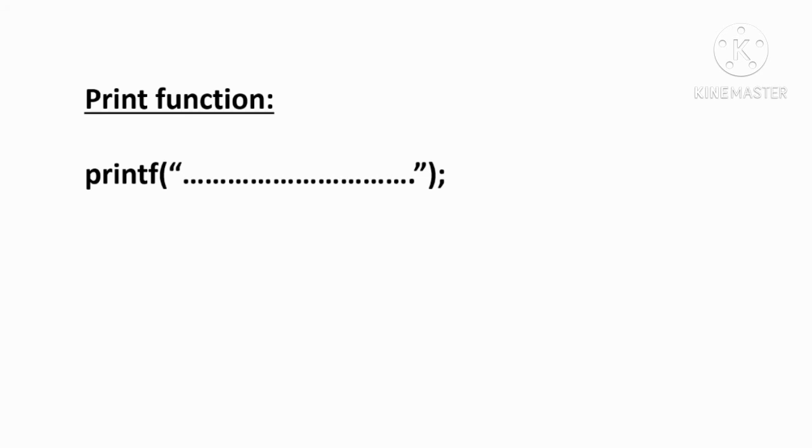Next one is the C print function. So there are different types of input output functions. I'm now telling only the print function, not the scanf function, because the scanf function I will discuss in my next class. So the print function means the output function. When you want to display something, you have to use the print function. The syntax is printf, then within the quotation you have to write your statement. And after the closing of the function you have to give the semicolon.